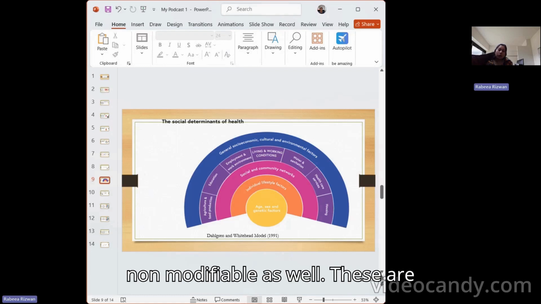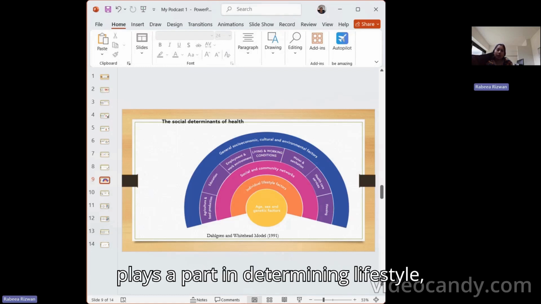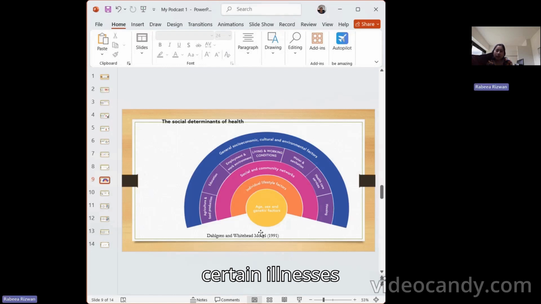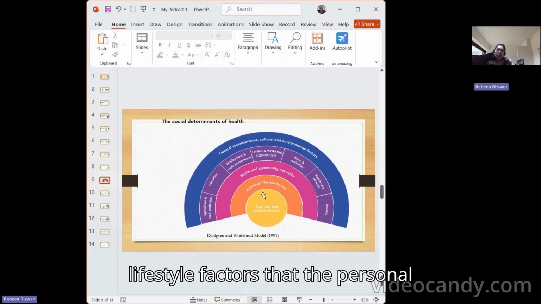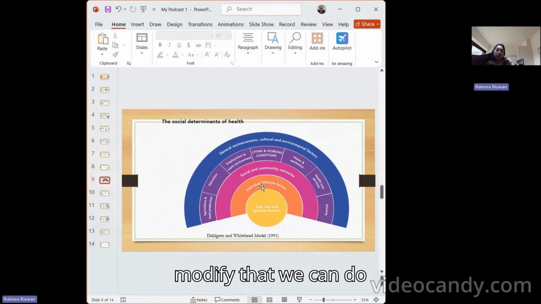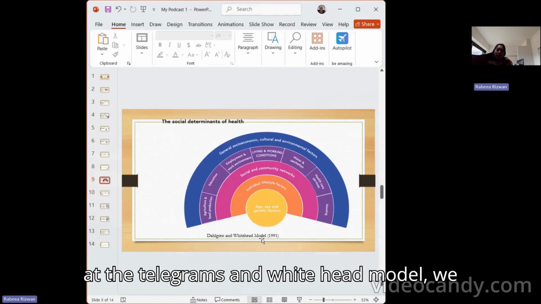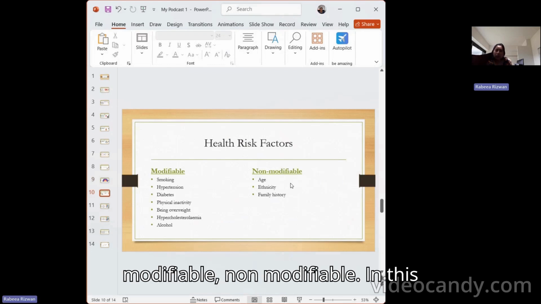Let's discuss some non-modifiable factors as well. These include genetics, for example, where inheritance plays a part in determining lifestyle, healthiness, and likelihood of developing certain illnesses or health issues. However, when we look at individual lifestyle factors, such as personal behavior and coping skills, these we can modify. So when we were looking at these diagrams and the Whitehead model, we discussed that some of these factors are modifiable and some non-modifiable.